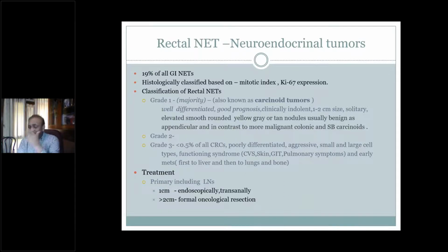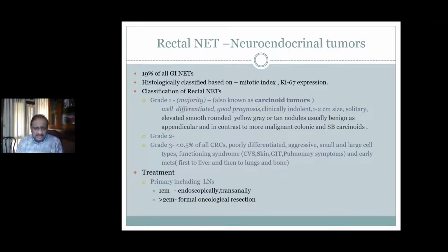What this basically means is that if you have a carcinoid of the rectum or a carcinoid of the appendix, you're fortunate enough: you've got a choice between carcinoids, you would select an appendicular or a rectal carcinoid. Why? Because they are relatively benign, in contrast to the more malignant colonic and small bowel carcinoid. Okay, grade 2 is somewhere in between grade 1 and grade 3, but grade 3, which forms less than 0.5% of all colorectal cancers, CRC being colorectal cancer, is poorly differentiated, very aggressive, and has two cell types, small and large cell type, and they are functioning syndromes, right?